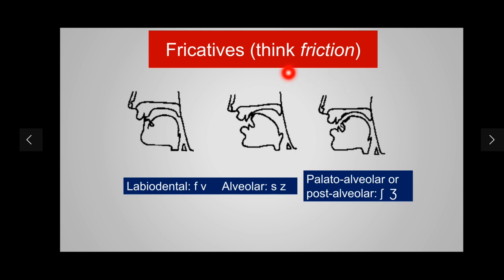Fricatives, think of friction. When we produce such a sound, we allow the air to pass through a narrow passage, so a little bit of friction is produced. That's why we call such sounds fricative sounds. So we have f, v, s, z, sh, zh. These are called fricative sounds. By place of articulation, f, v are labiodental, s, z are alveolar, whereas sh, zh are called palatal. But by manner of articulation, we call them fricatives.